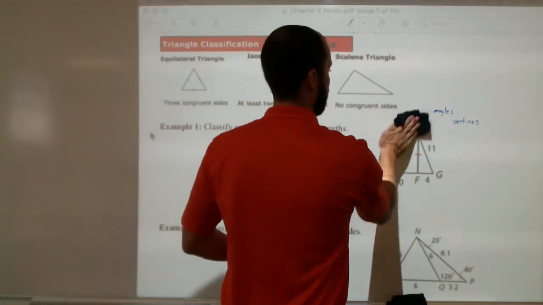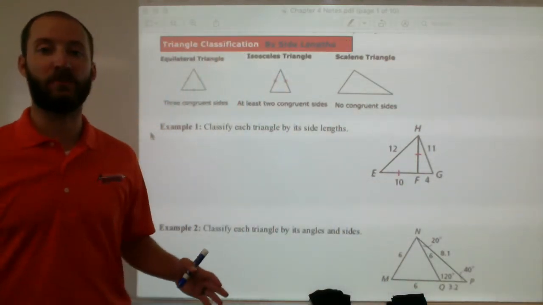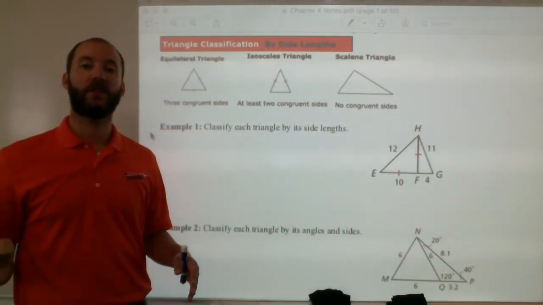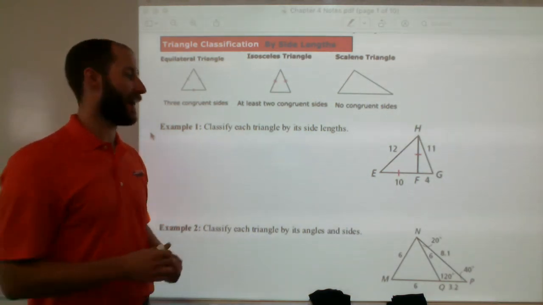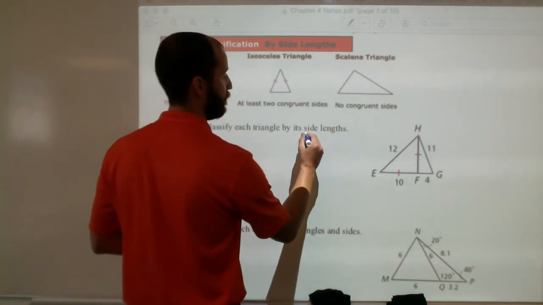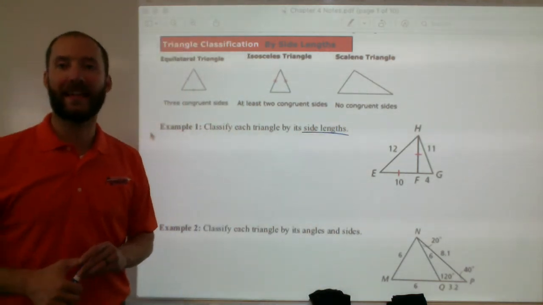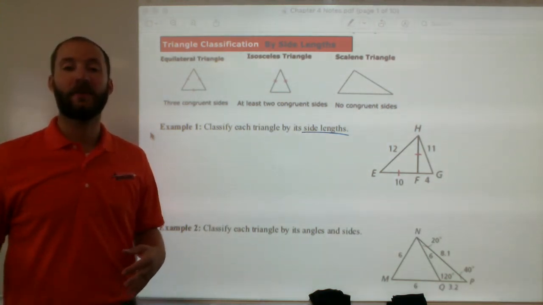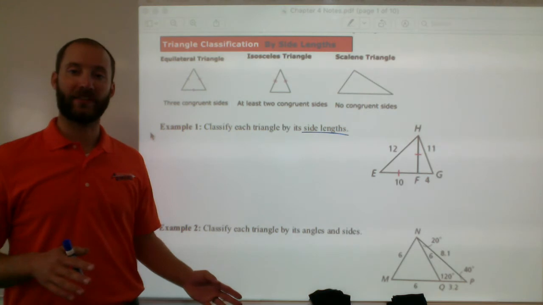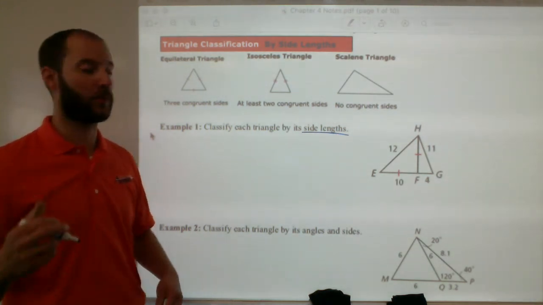Now, this is something that we've talked about, answering the question that is being asked. When they ask you to classify a triangle, make sure that you are answering the question being asked. Here we are saying classify it by its side lengths. So you may say that a triangle is acute, and technically you may be correct, but that's not the question being asked. Make sure that you are reading the directions, paying close attention to those words.